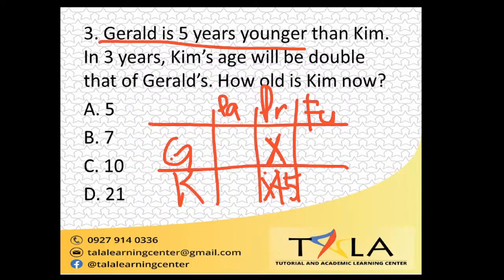So guys, isipin na lang natin, i-substitute natin to isa-isa. Sige ha, let's try with 5. Kung si Kim ay 5 years old, ilang taon si Gerald? 0. Tama ba ako? O ngayon, how old is Kim? Anong gagawin natin? In 3 years, Kim's age will be double. O kahit na doblehin mo yan, 0 yan. So, X yan.